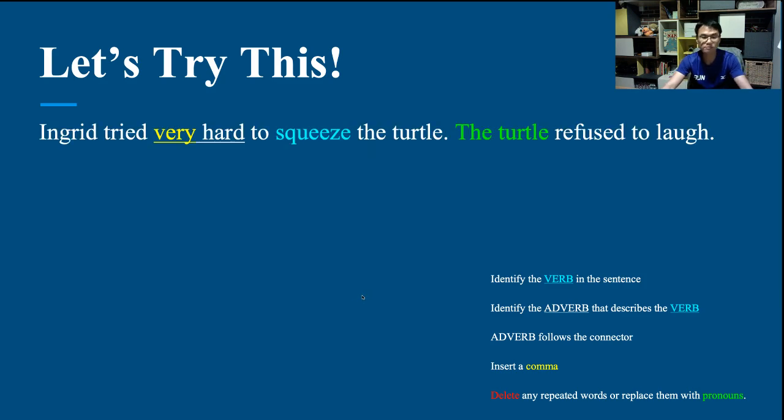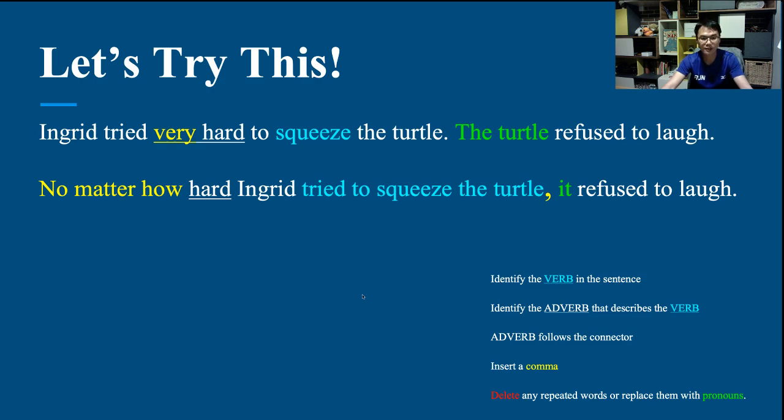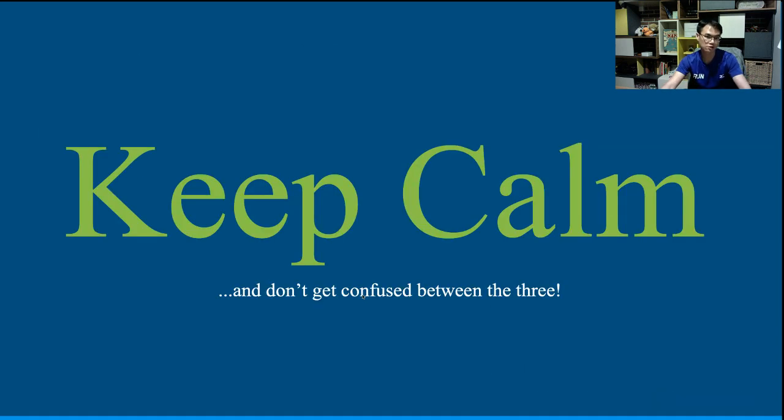Alright, so again, same thing. No matter how hard Ingrid tried to squeeze the turtle, comma, it refused to laugh. So you can see in this case, no matter how and however are interchangeable in the way that they work. So whenever one of them is presented, you basically can do it like the other. There is no change. So again, my final instruction, keep calm, don't get confused between these three connectors.